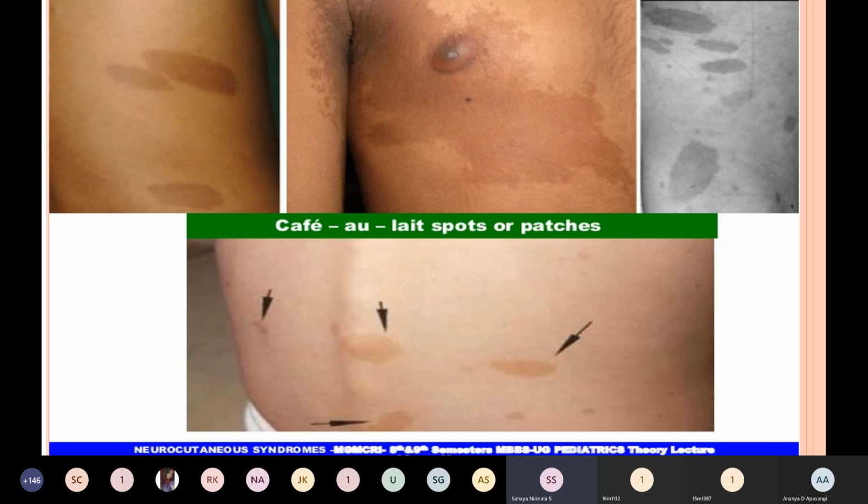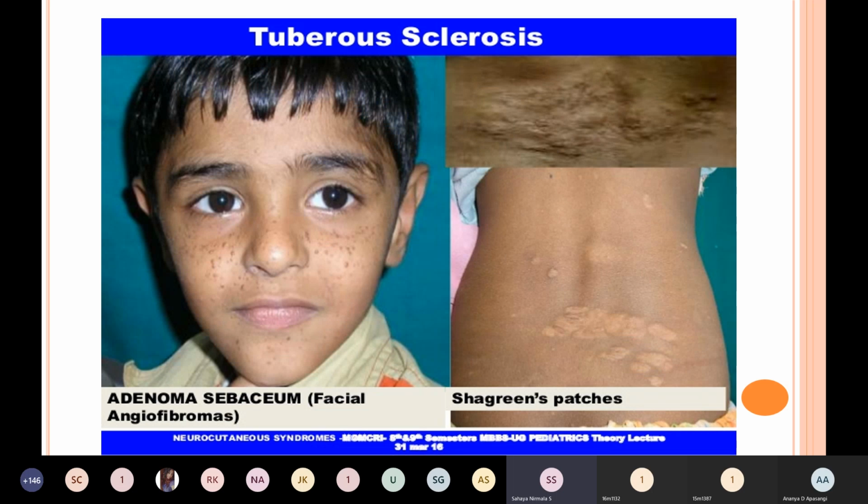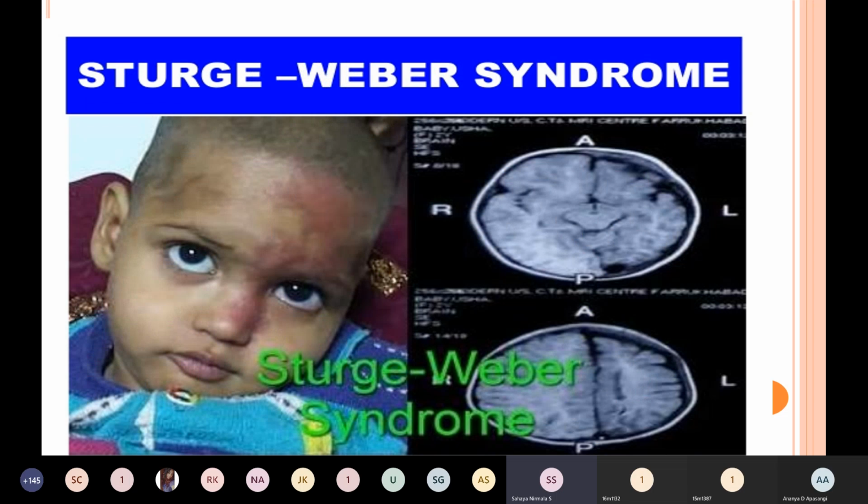So all these black spots, these are called café-au-lait spots, which are seen in neurofibromatosis. If you look at these nodules on the face, this is called adenoma sebaceum. This is called a shagreen patch here, which is seen in tuberous sclerosis. Again, it is a neurocutaneous syndrome. These children are prone to develop seizures, epilepsy when they grow. So you should always look for these neurocutaneous markers.